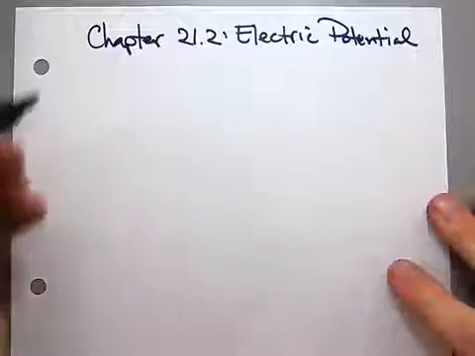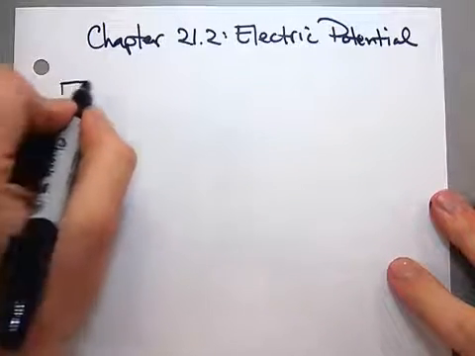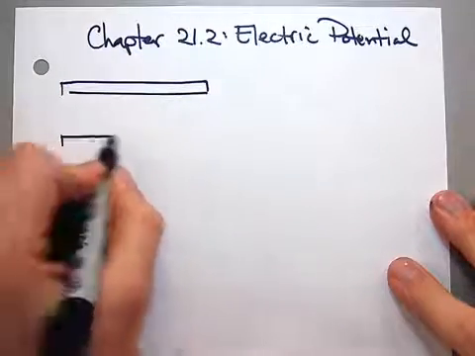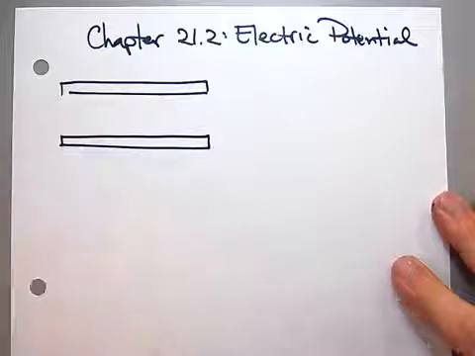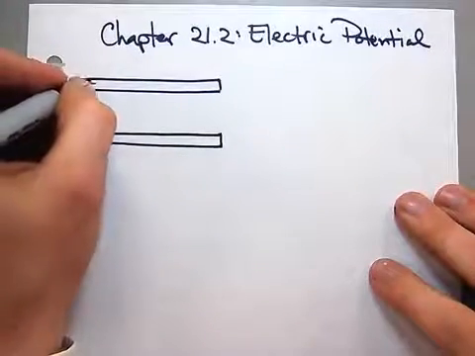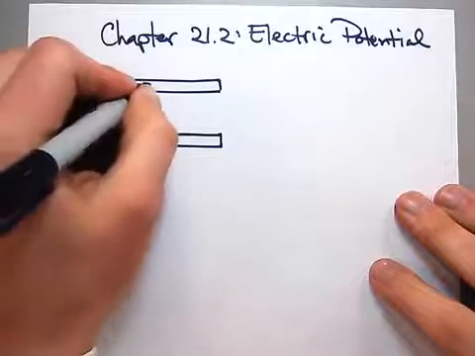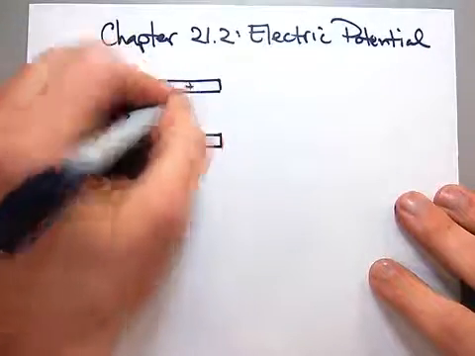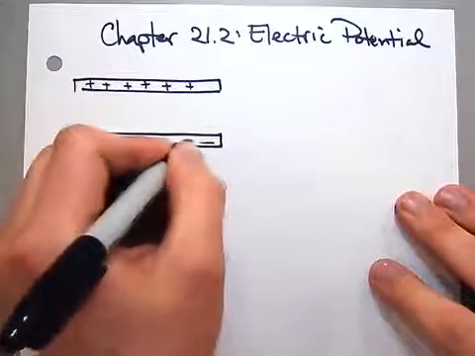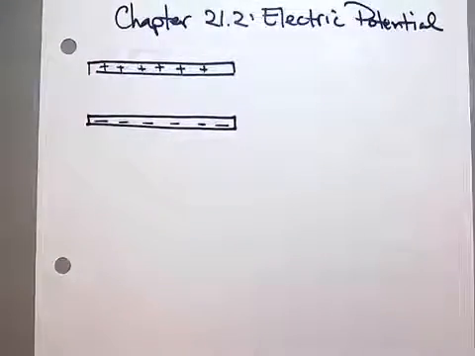Okay, so let's say I have two long parallel plates. I'll take the parallel plates and I'm going to charge them oppositely. So one will be positive and one will be negative. Let's take a second and examine the electric field that we're going to see between those two plates. What we're going to see is two interesting properties.